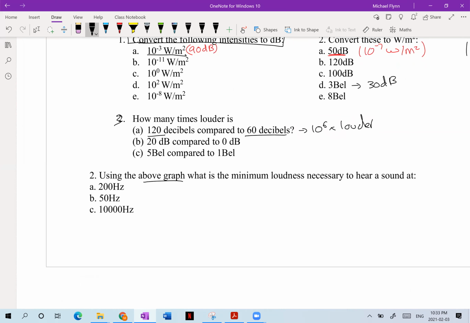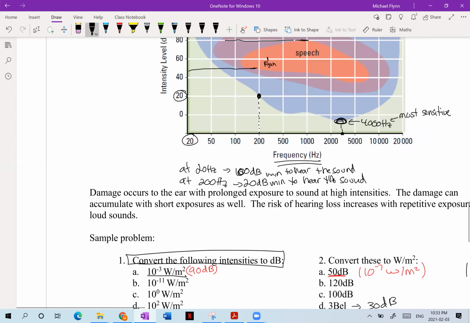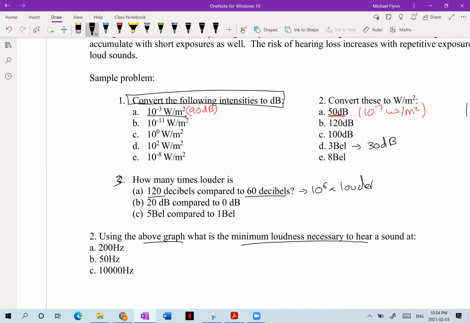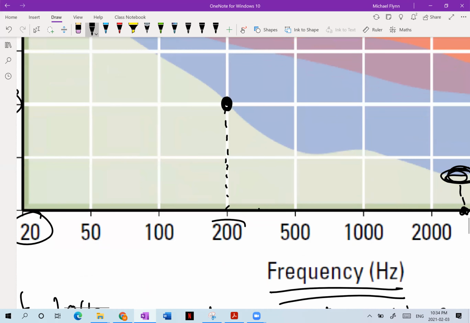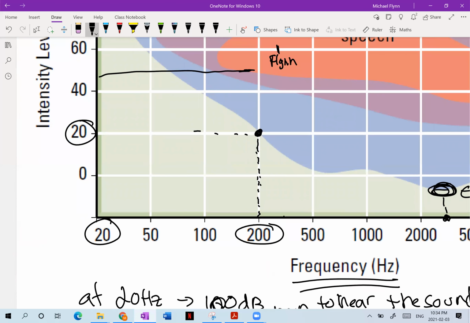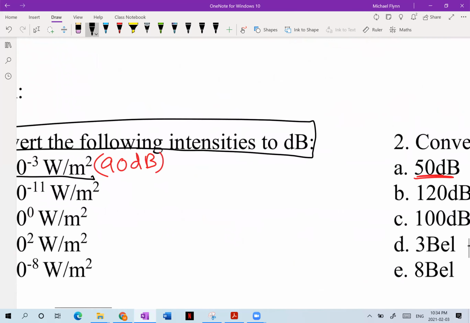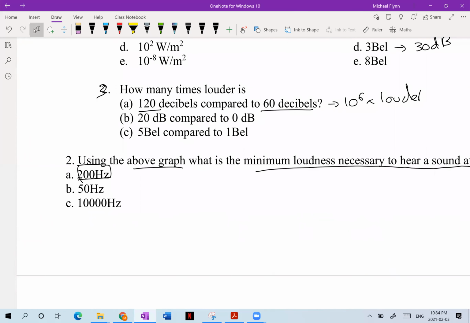Using the above graph, so that's this chart that you're seeing, what is the minimum loudness necessary to hear a sound at 200 Hertz? So 200 Hertz, you go up here, you look up 200, you go up to the bottom of the blue colored patch, okay? Put a little dot, I know I erased it, but I'm just repeating myself. Then go over to the decibel scale on the y-axis, 20. So the answer here for the first question is 20 decibels.